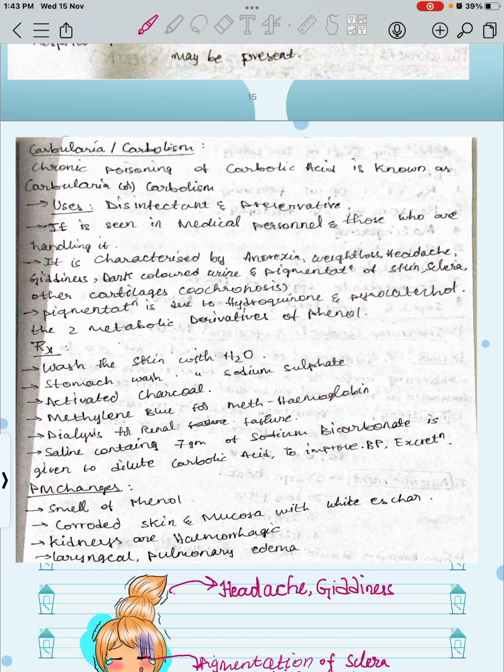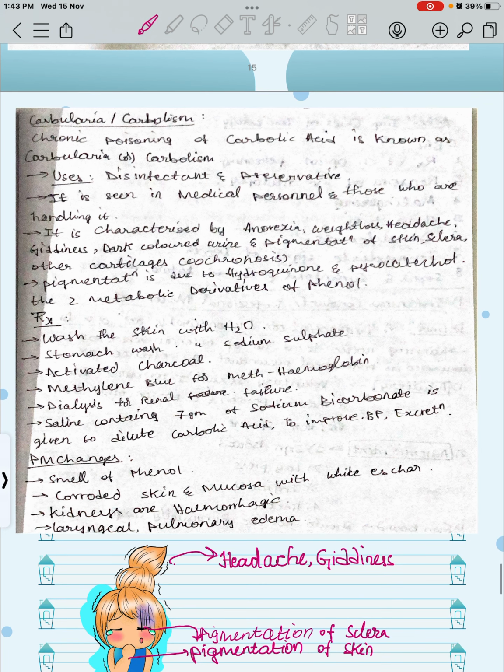It is characterized by anorexia, weight loss, headache, giddiness, dark colored urine, and pigmentation of skin, sclera, and cartilages, called ochronosis. Pigmentation is due to hydroquinone and pyrocatechol, the two metabolic derivatives of phenol.